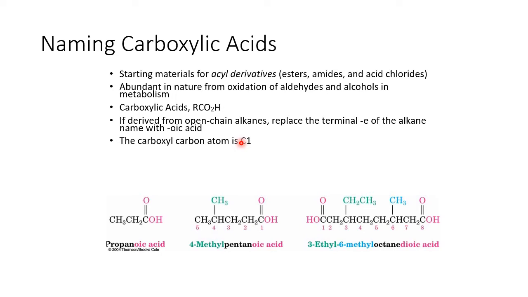Let's take a look at these examples. This is a 3-carbon carboxylic acid. It's a propane chain because you have 3 carbon, 1, 2, 3. Because it's a carboxylic acid, now you remove the E and call it propanoic acid. The same thing here applies. When you pick the longest hydrocarbon chain, it's going to be this one, obviously. So there is 1, 2, 3, 4, 5 carbons. This is pentanoic acid. And then you have a methyl substitution at carbon number 4, so it's 4-methylpentanoic acid.